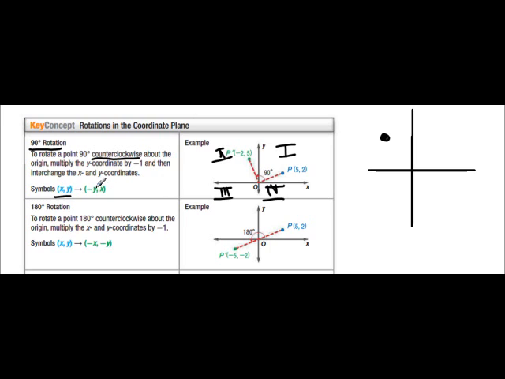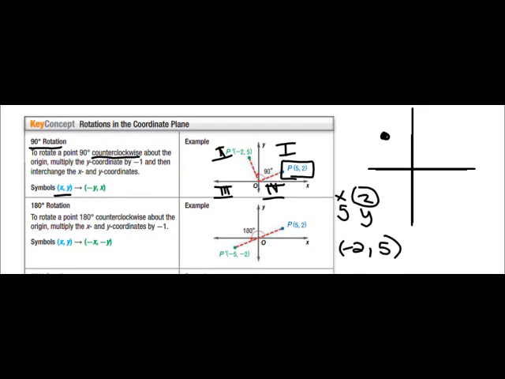that the x and y value changes to negative y, positive x. So this is my original 5, 2. So my x is 5, my y is 2. So my new coordinate is going to be negative y, so I take 2 and make it negative, and I take x and I just put it in the y's position. So this point, rotated 90 degrees, comes out to negative 2, 5.